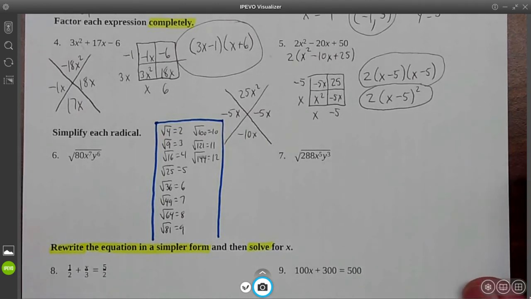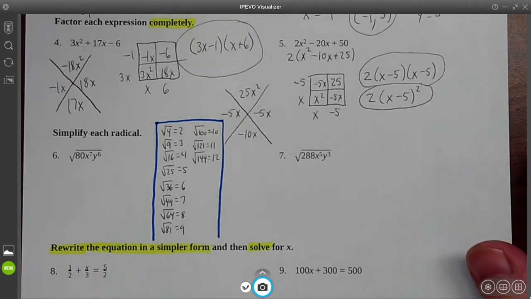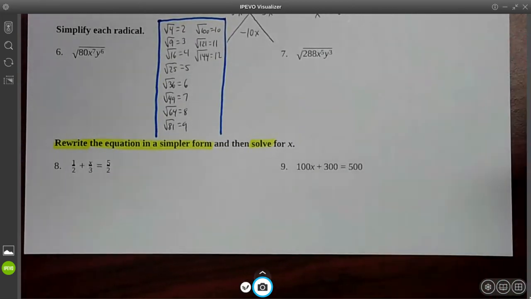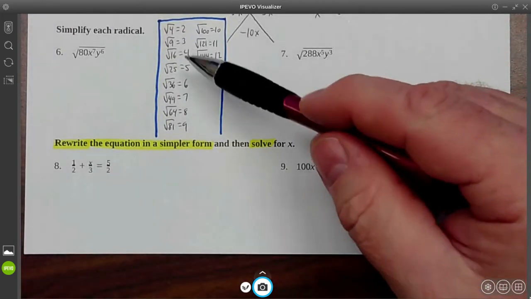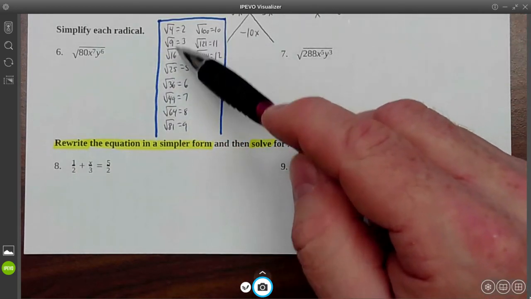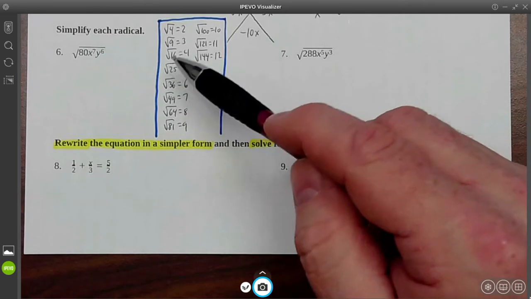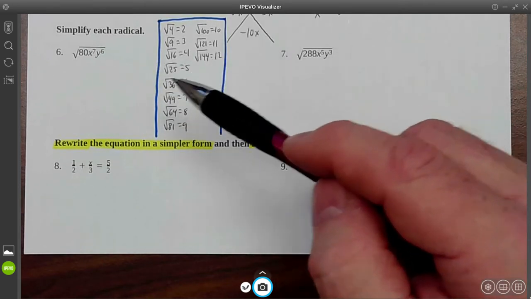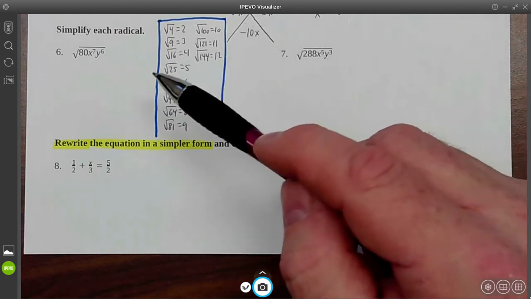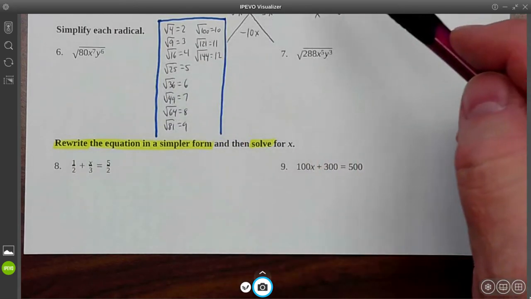We're now going to move into simplifying radicals in number 6. Now I've made a perfect square chart for you here. And the reason why you have to know those is because if you're simplifying a radical, you're going to divide out a perfect square radical in order to simplify it. Basically, it just means to reduce it. We're going to reduce it to what they consider to be lowest terms.